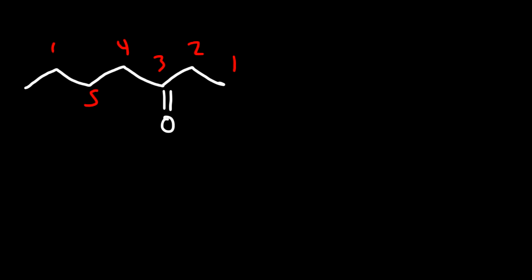Now let's try another example. How can we name this particular molecule? So we have a line structure, and we need to count it starting from the right side, because the carbonyl group is closer to the right. And so we could see it's on carbon 3. And we still have the ketone functional group.